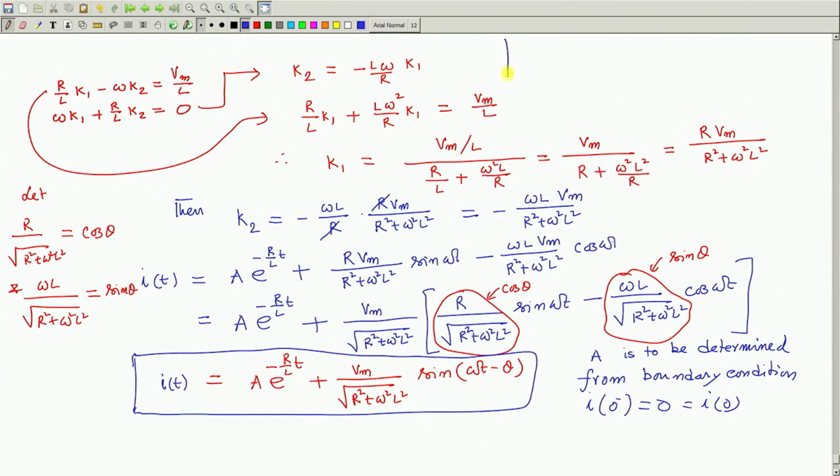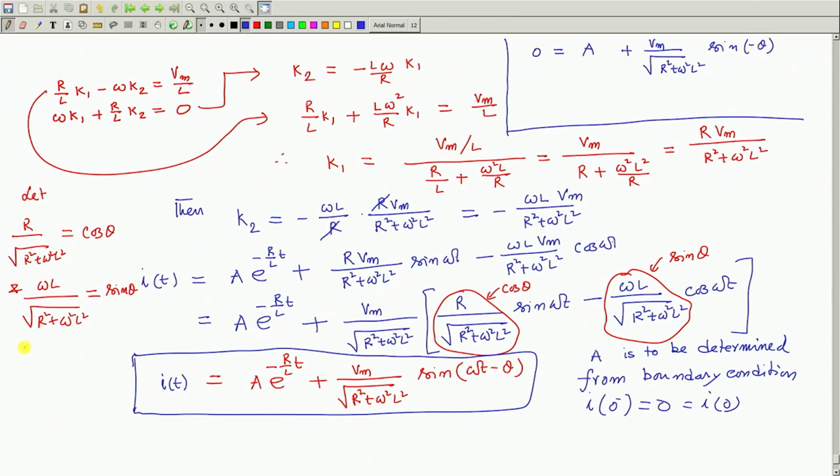So, here there is space, I will do that here. Put t equal to 0 on both sides. So, 0 is equal to i(0), which is 0, is equal to A e to the power 0, which is 1, and in this expression t is equal to 0. So, it will be plus V m over root over R square plus omega square L square sin of minus theta.